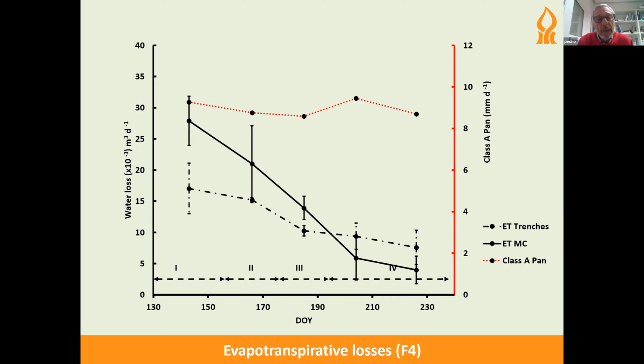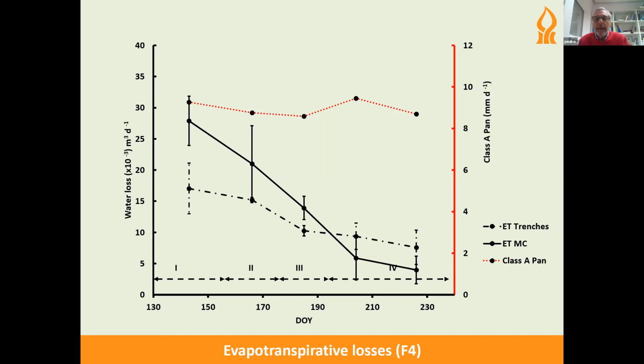You can see here as well that the evapotranspiration is higher for the microcatchment at the beginning, and the evapotranspiration for the trench decreases, but not at the same rate. If you look at the pan evaporation, it is not similar to the one that we saw for the previous year. There's no drop here. It was more or less a constant pan evaporation, but the rate is comparable.